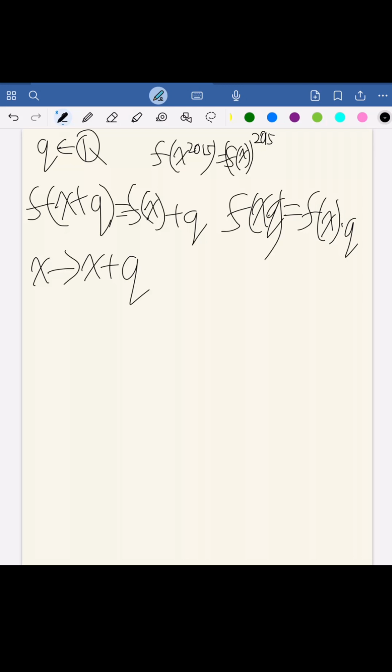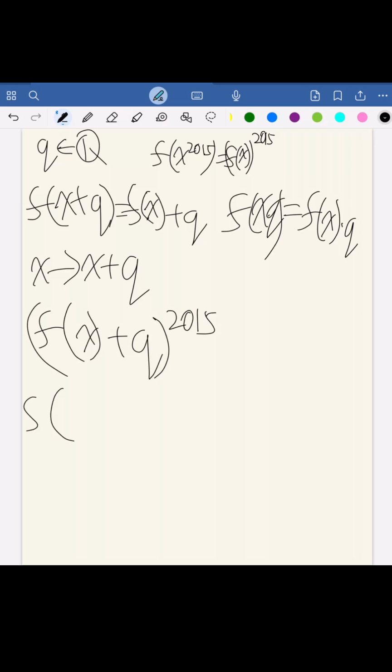The left-hand side is just f of, oh no, things are about to get messy. So you will find that f of, okay, let's do the right-hand side first. It is f of x plus q to the 2015. That's also quite messy. Let's just actually put it right there. Well, then you look at the left-hand side and you find out that it's actually just f of x plus q to the 2015. Okay, so we have these two are equal.